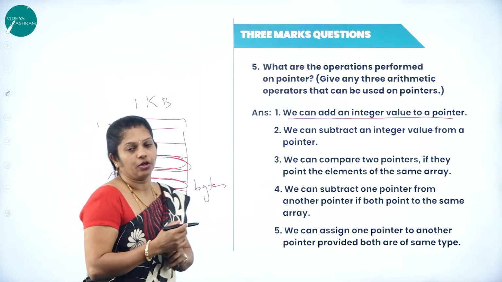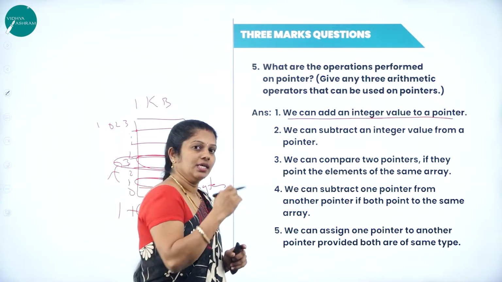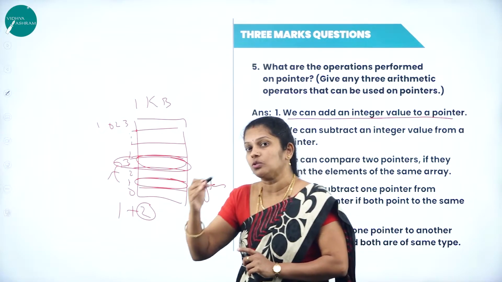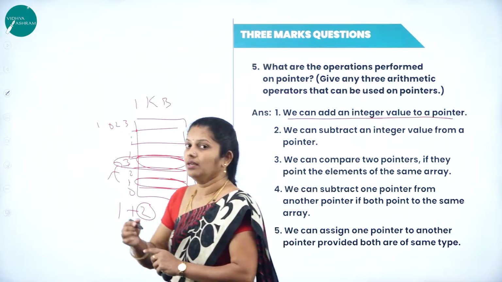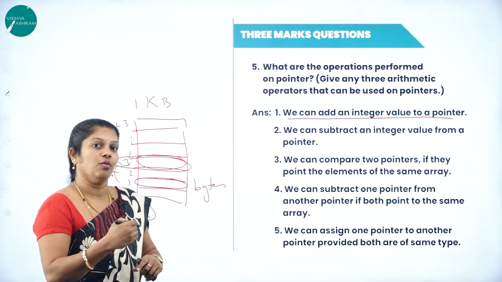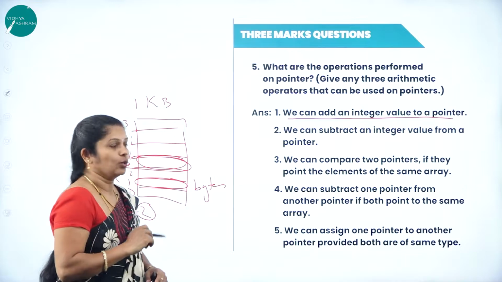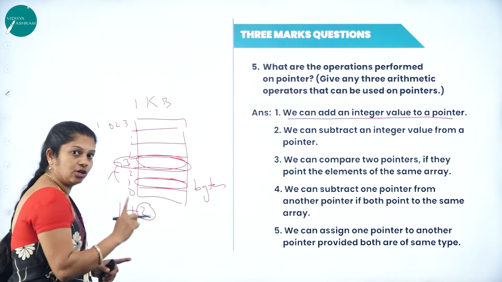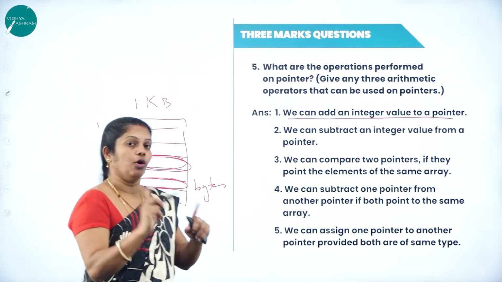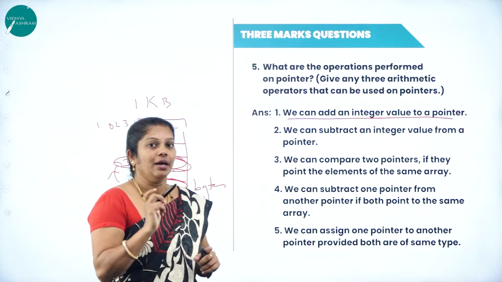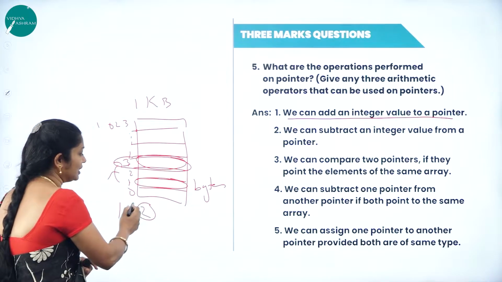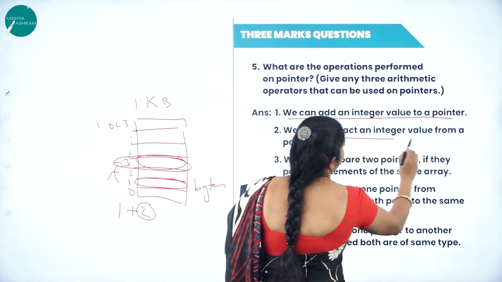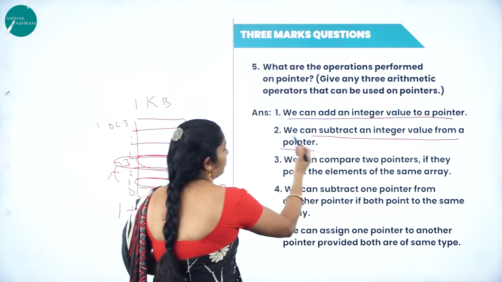When we come to arithmetic operations performed on pointers, there are a few operations that can be performed and a few that are not possible. The first one: we can add an integer value to a pointer, it is possible. We cannot add 2 pointers directly. But I can add one integer value to a pointer, which is possible. And we can subtract an integer value from a pointer.